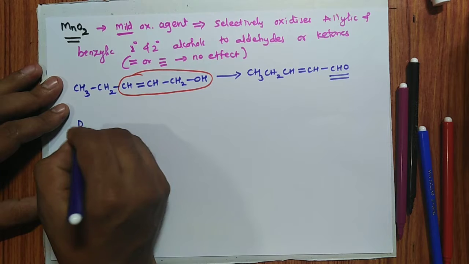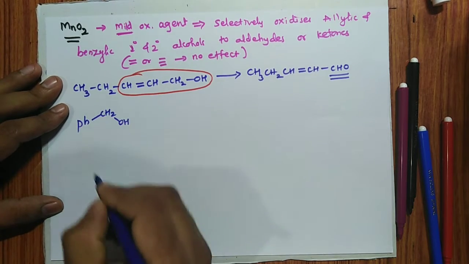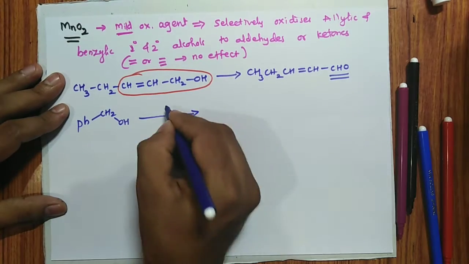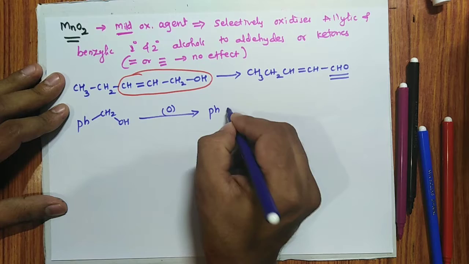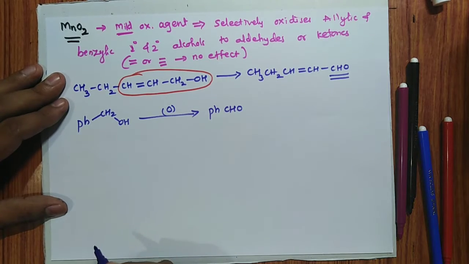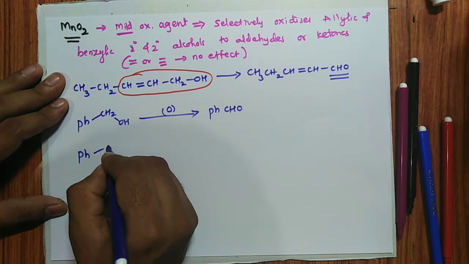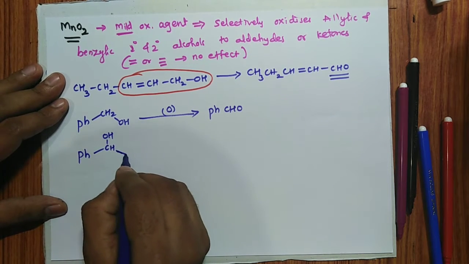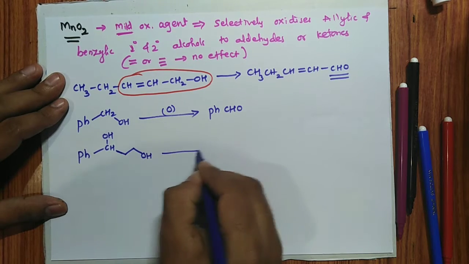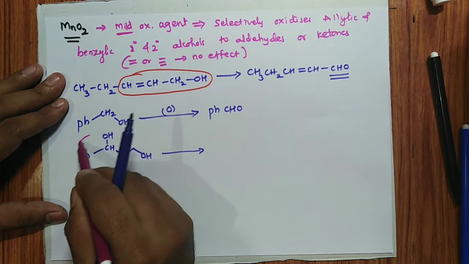If it is like this, Ph, CH2, OH, now it is benzylic, correct? Because of MnO2 you are going to get the oxidation to PhCHO. Right, you have understood? Right. So Ph, if it is like this, Ph, C, OH, then write this, the ring. Now here you can see which one is the benzylic.